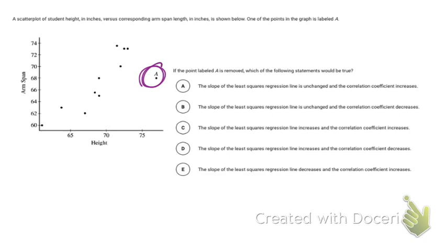All right, on the count of 3, tell me what you think. 1, 2, 3. C. You are absolutely correct. The slope of this is going to increase if I take that away. The correlation's going to get stronger. Even the y-intercept, what would happen to the y-intercept? That would decrease. Very good. Questions?